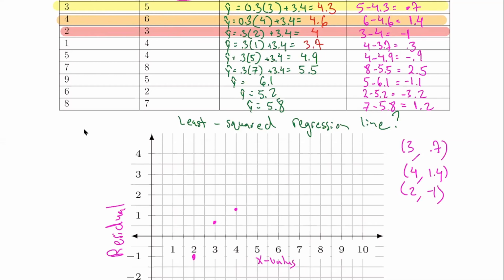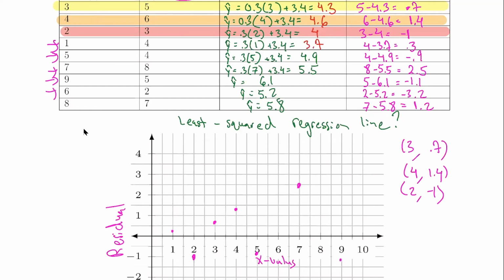All right, up next, we're going to go ahead and do the next row. I'm going to do 1 and 0.3. So 1 and 0.3 somewhere right here. Then we have 5 and negative 0.9. Then we have 7 and 2.5. So 7, 2.5 is there. Then we have 9 and negative 1.1. So 9 and negative 1.1.